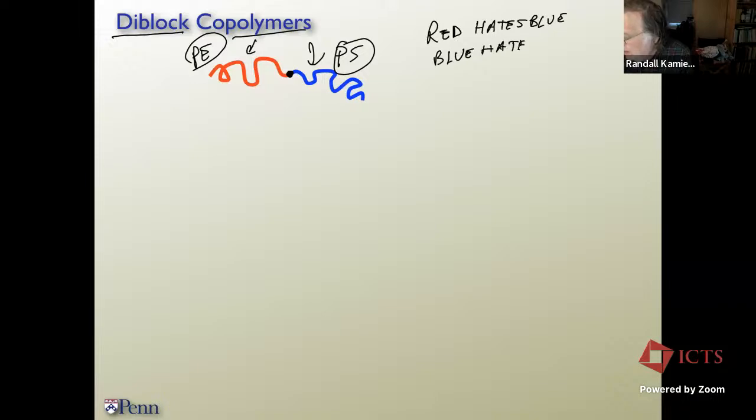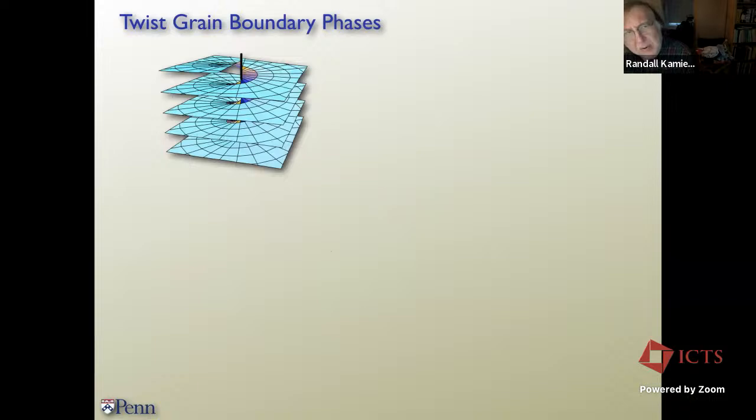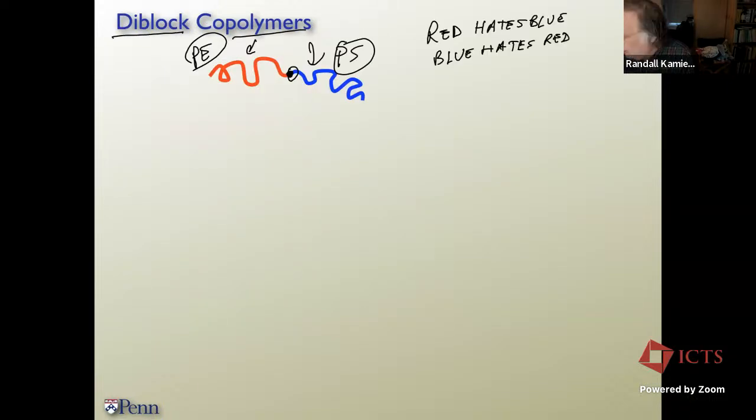And because they dislike each other, they don't like the fact that they're bound together. They're handcuffed together at this point. And so what they do is they form very complex phases.